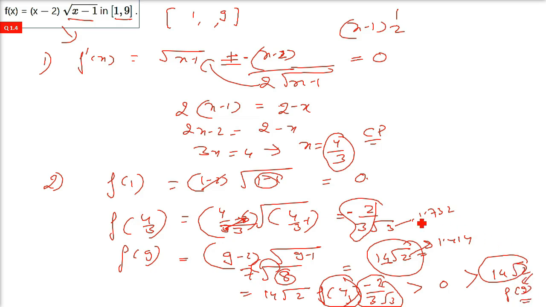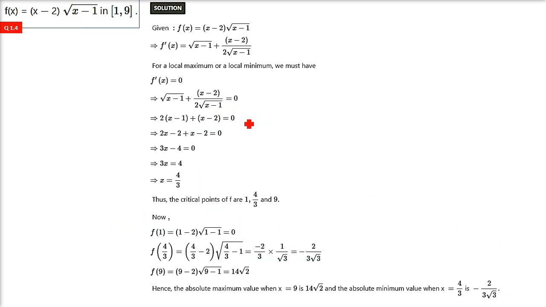So this is the whole scenario. Now this is the way you have to solve, because writing is also important. One value which came was 4 by 3, which we used with 1 and 9. 3 values we used. And then we got the numbers, and then we found the absolute minimum, absolute maximum.